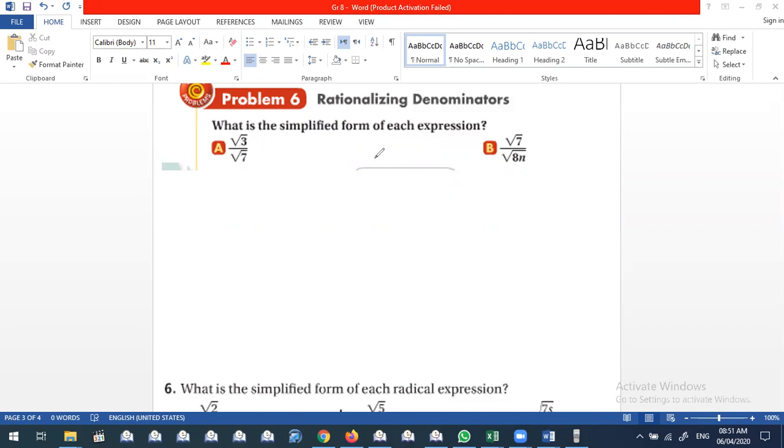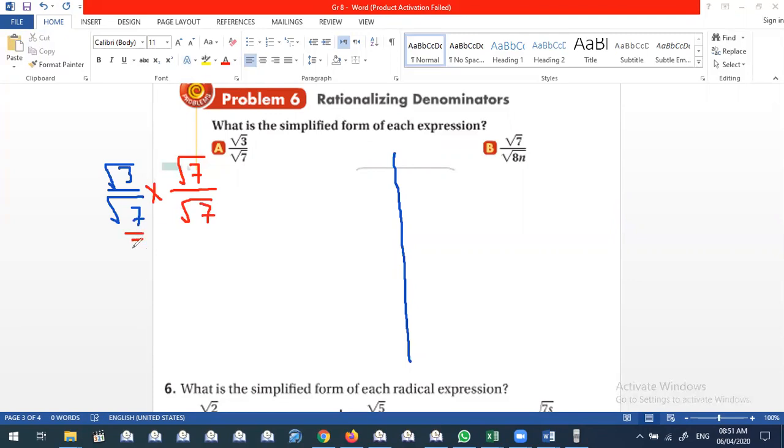So what we are going to do, first divide this page like that. First, we are going to take the number square root 3 over square root 7 and multiply this number by root 7 up and down. Square root 7, square root 7. Why square root 7? Because the denominator is square root 7 and I need to finish the denominator or finish the square root.